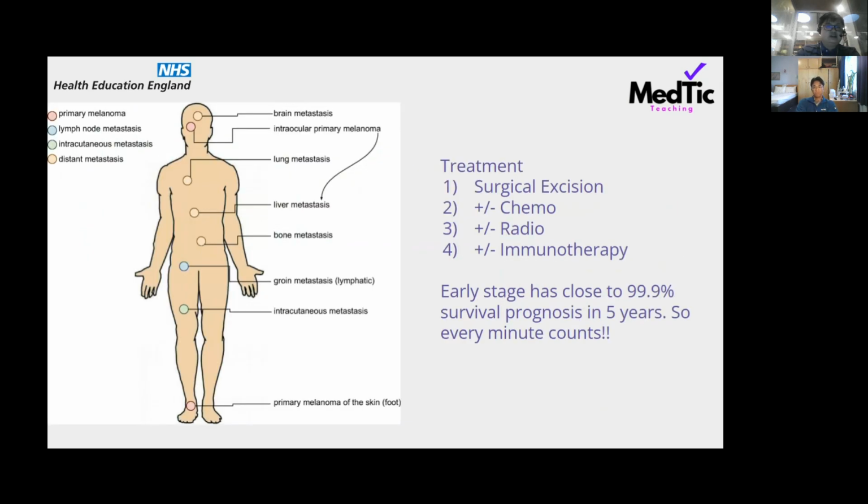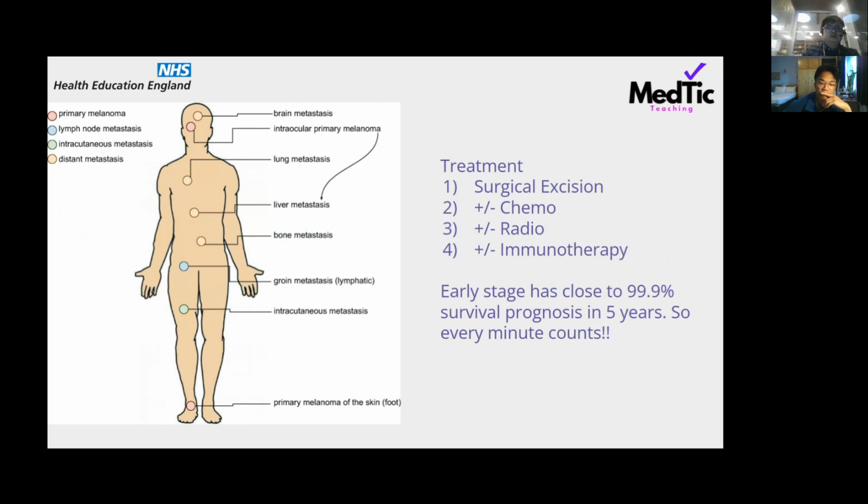If we just go to the next bit for this, common areas that melanoma can metastasize to at late stage are the brain, the lungs, the liver, and the bone as well, which is why in patients with melanoma you should be aware in case they develop headaches, jaundice or breathing problems, and you might want to do further imaging to see if there's any metastasis. But the mainstay of treatment, if you catch it very early, is surgical excision. If you catch it early, you have almost 100% survival prognosis in 5 years, so you'll want to do that. Otherwise, it might go through chemo, radio, immunotherapy, and that complicates things.